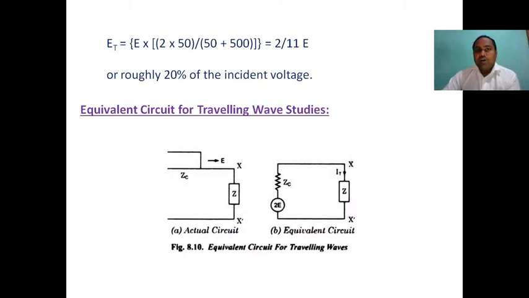So if you apply Thevenin's theorem here, first we find out the open circuit voltage. The open circuit voltage means open the load impedance. Whenever the load impedance opens, definitely the voltage rises at the receiving end. That is two times the incident voltage. We get the source voltage, that is two times E.